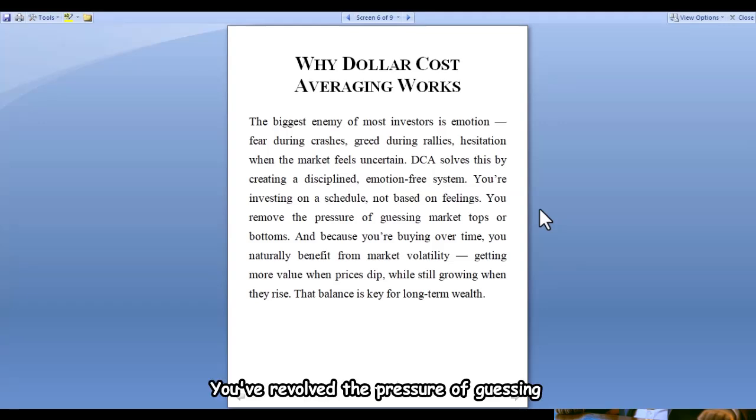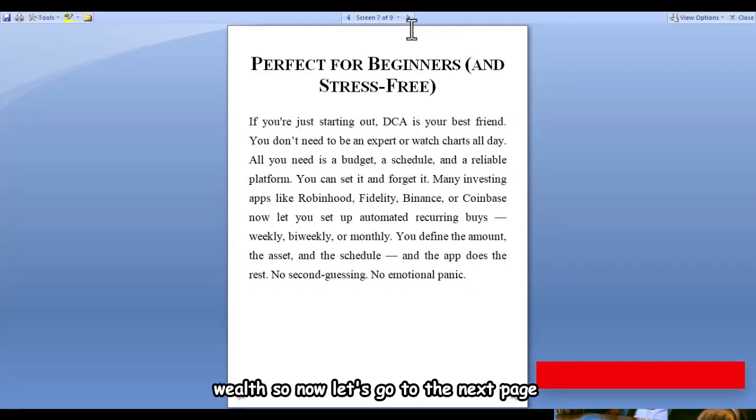You remove the pressure of guessing market tops or bottoms, and because you are buying over time, you naturally benefit from market volatility. So getting more value when prices dip while growing when they rise. So that balance is key for long-term wealth. So now let's go to the next page.